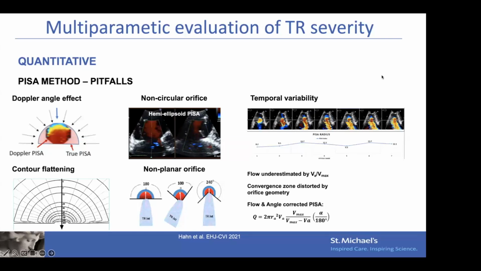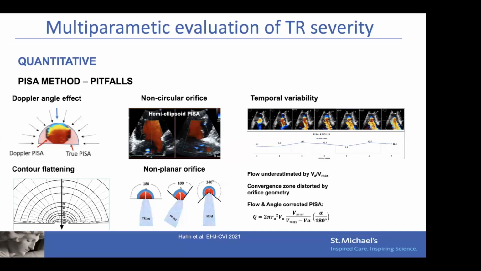Thirdly, there is a temporal variability, obviously, in TR, which, depending on where you measure PISA, can influence the evaluation of severity. So it's advised to use the PISA at a time of peak velocity in your Doppler signal.